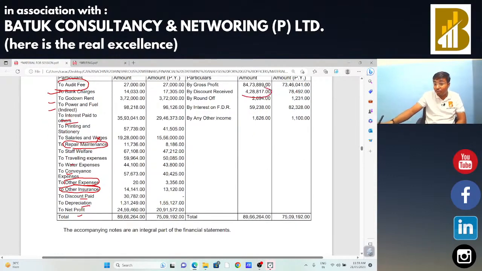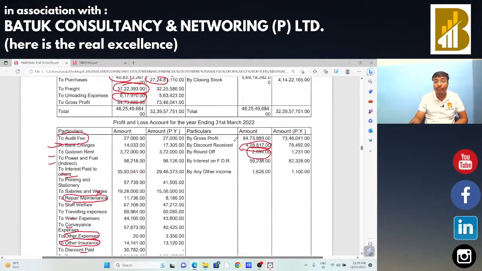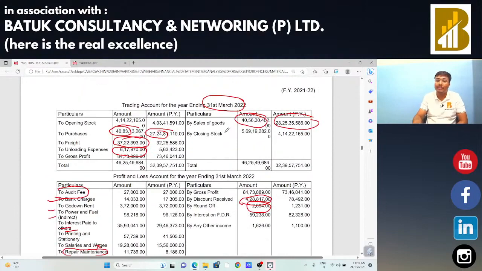Discount received, we need to check whether the discount is a financial discount or a trade discount. राउंडिंग ऑफ की इनकम यहाँ पर बुक होती है 2094 की. We got the idea from the sales that sales is around 40 crore rupees, so 2000 rounding off is okay, there is no issue with that, we are not going to raise any question on that. Interest on account of FDR is okay, there is no issue with that.